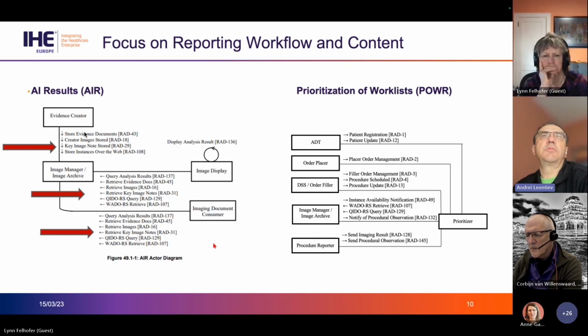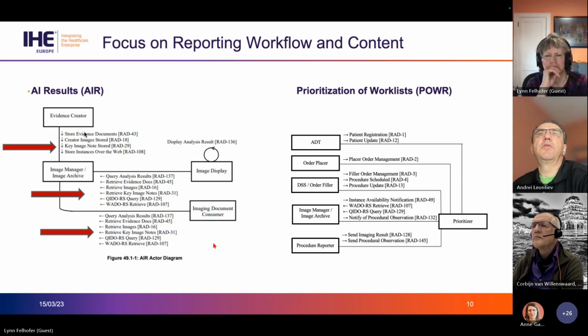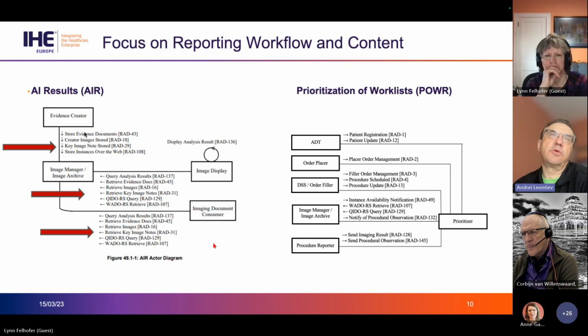So these results could be used for contributing into, for example, prioritization of the work lists. Availability and severity of findings of the AI could be accepted, defined by the prioritizer in the prioritization of work list profile, to modify priority of particular items on the work list. Next slide.